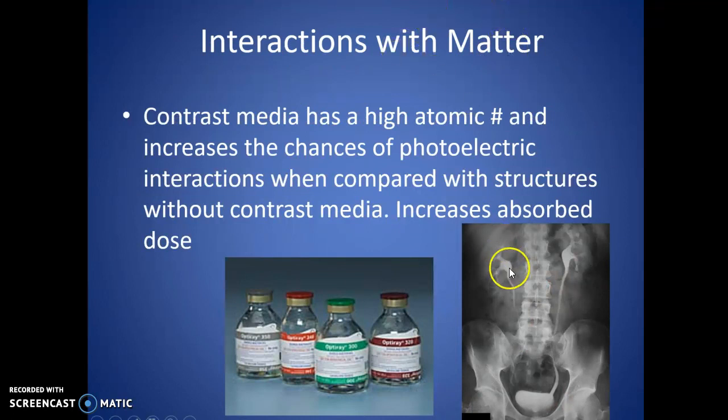Contrast media. The reason contrast media shows up is its higher atomic number. This increases the chances for photoelectric interactions when compared with structures without contrast media. This will also increase the dose because of the high atomic number it takes to go through that, and some of it will be absorbed, similar to the high atomic number that bone has. So the bone will typically absorb more radiation than the soft tissue structures.